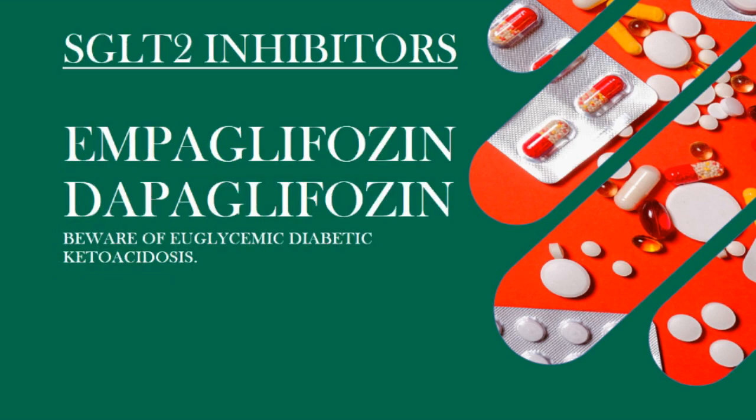Now let us look at another class of oral hypoglycemic agents, SGLT2 inhibitors. This class of drugs works by preventing reabsorption and facilitating excretion of glucose in the urine. SGLT2 inhibitors may increase urination. In females, there is a risk of yeast infection and urinary tract infections. These medications are also related to development of euglycemic diabetic ketoacidosis.